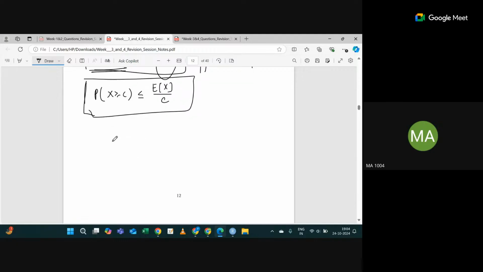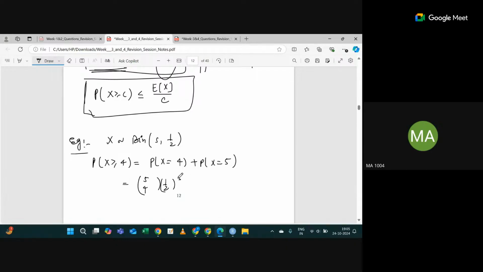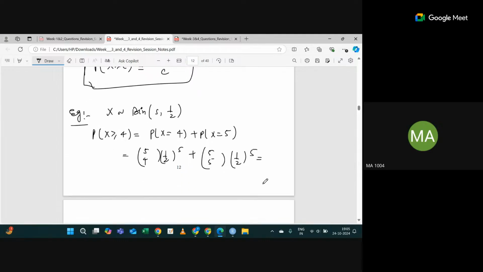Let me give you one idea. Suppose x follows binomial 5 comma half. My question is, what is the probability that x is greater or equal to 4? You can calculate it using probability of x equal to 4 plus probability of x equal to 5, that is 5c4 half raised to the power 5 plus 5c5 half raised to the power 5, whatever the exact value will be. Correct?